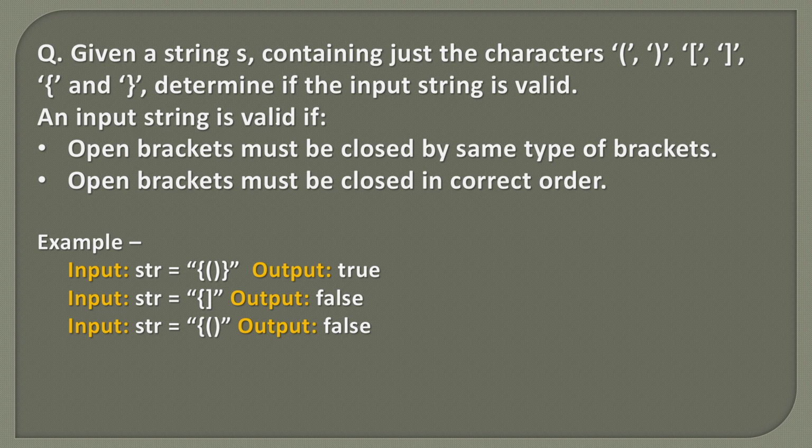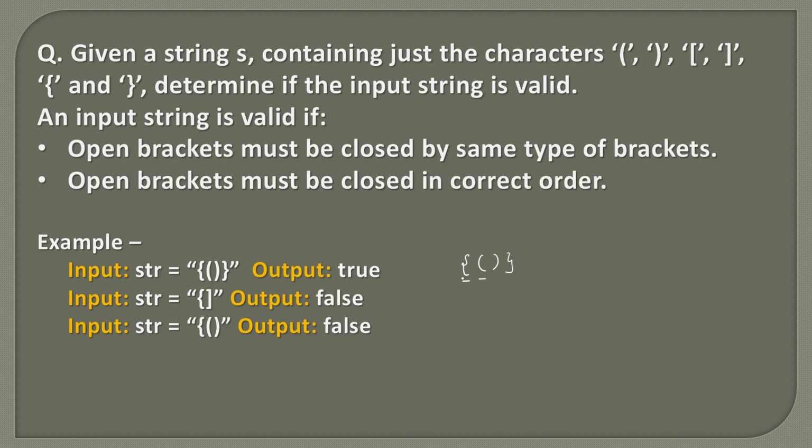An input string is valid if open brackets must be closed by the same type of brackets, and open brackets must be closed in the correct order. So let's say we are given an input string like this, and we need to find out whether this input string is valid or not. The input string is valid if open brackets are closed by the same type of brackets. So here you can see this is an opening curly bracket, this is an opening round bracket.